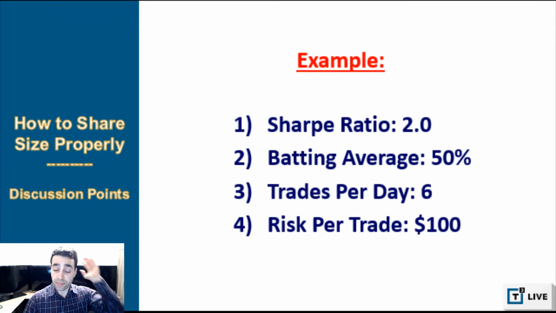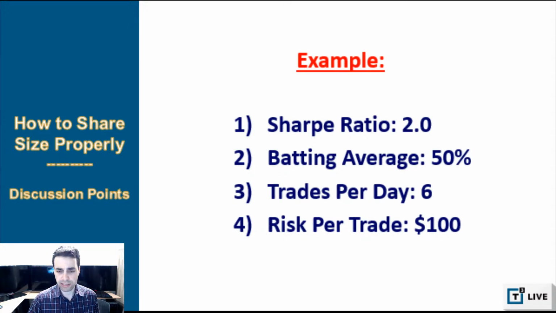Let me show you what I mean. For simplicity, let's say somebody has a Sharpe Ratio of 2.0. What's that mean? It means when he wins, he makes twice as much as he loses. So if he makes $1,000 on average, it means he loses $500. If he makes $10,000 per trade on average, it means he loses $5,000 on average when he loses. So the winners are twice as big as the losers. Batting average of 50%, meaning he's right only half the time. Number of trades per day is 6, and then risk per trade is $100.